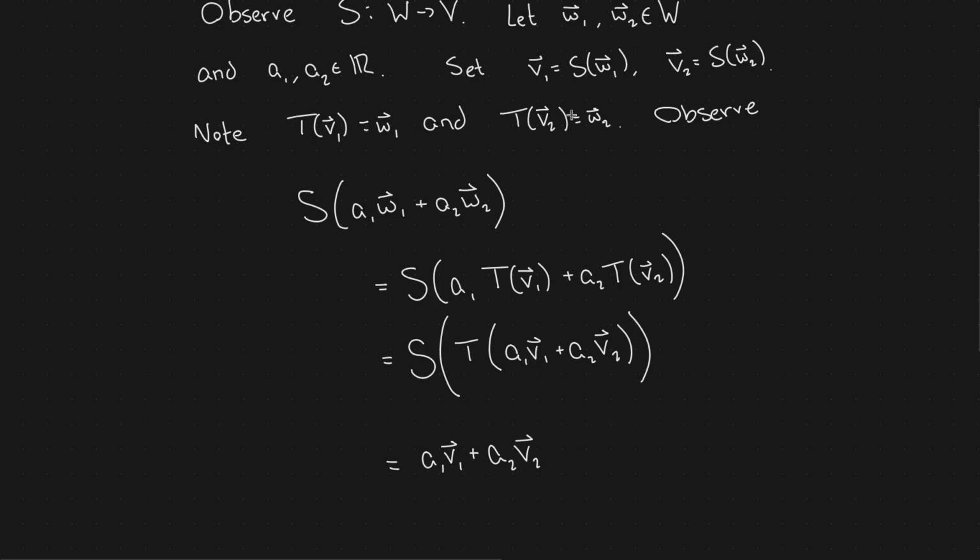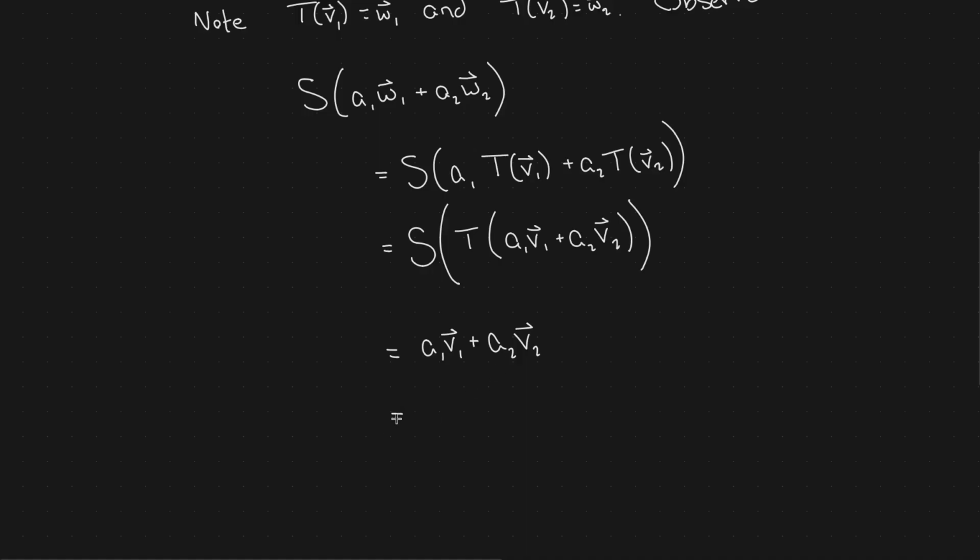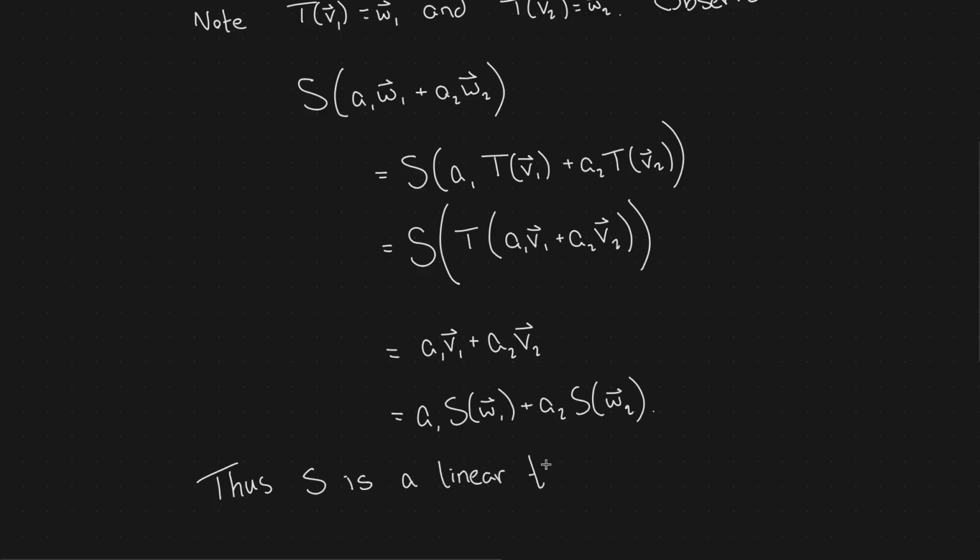But what were V1 and V2 again? Another way to write V1 is S of W1. Another way to write V2 is S of W2. Okay, and actually, we're done. Now if we want to write an extra sentence, we could say, thus S is a linear transformation, which is what we were trying to prove, that the inverse of T, which was S, is a linear transformation.